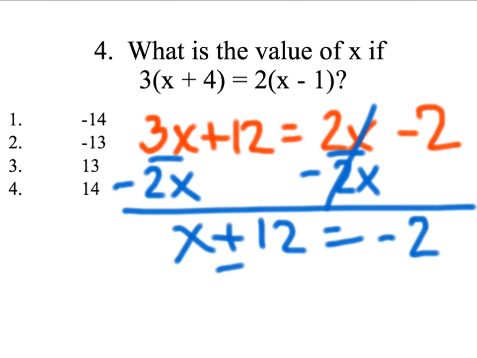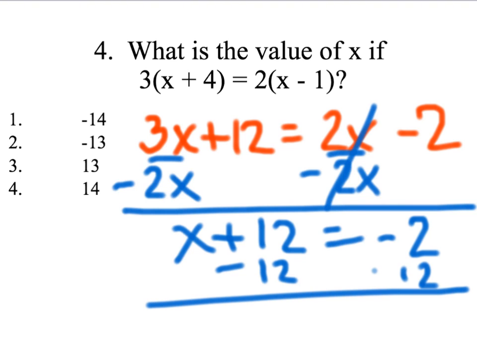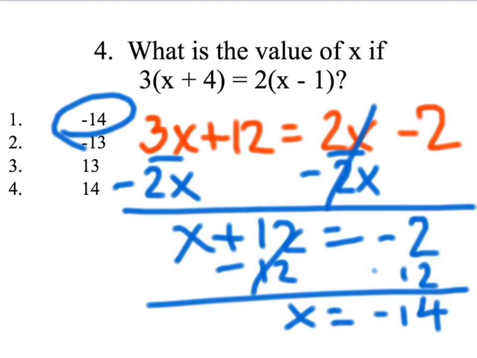Now it's just a simple one-step equation. Subtract 12 from both sides, and I get x equals negative 14, which is the first choice. I hope you got that.